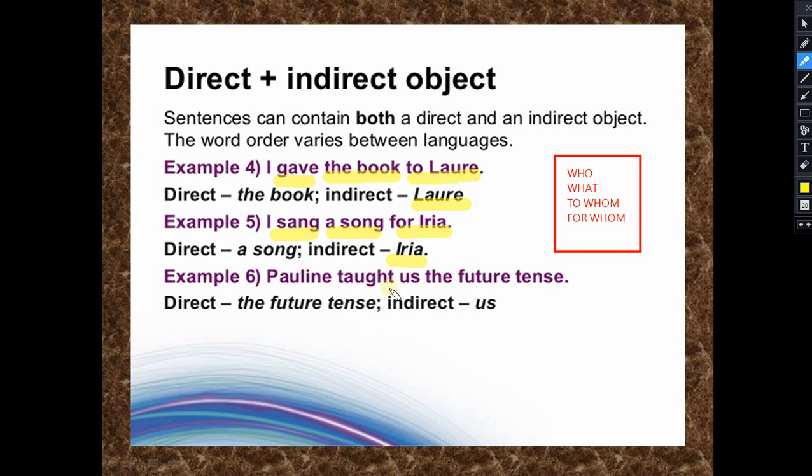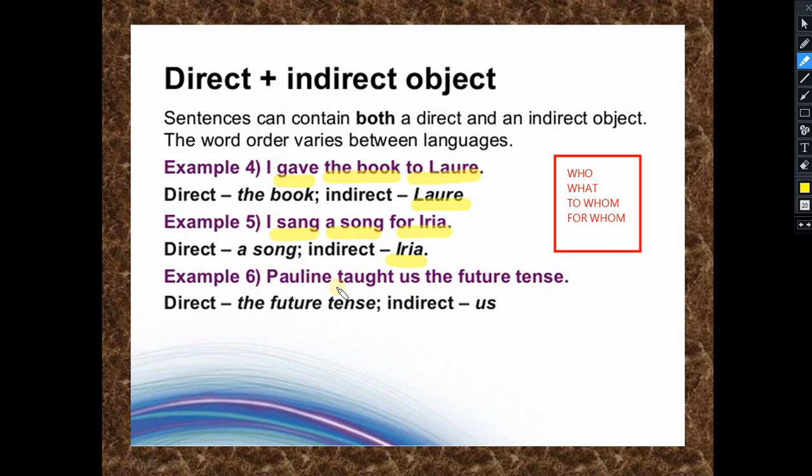Pauline taught us the future tense. Now see, in both the sentences what happened. First of all, we have got the direct object. Then we have got the indirect object. Now see, in this we have different cases. First of all, we are getting the indirect object. How? Just see.